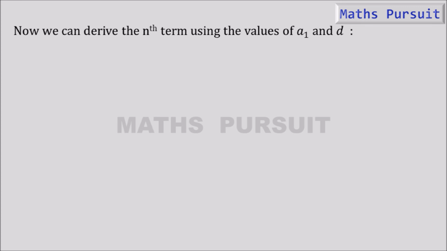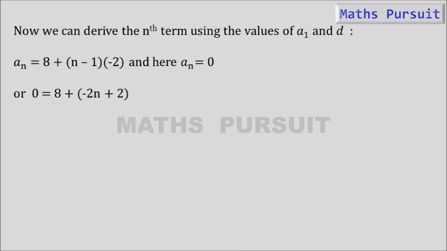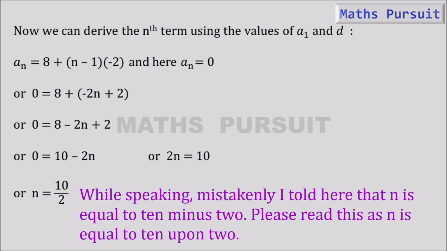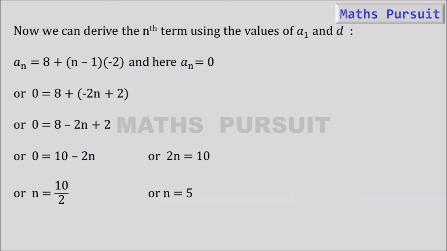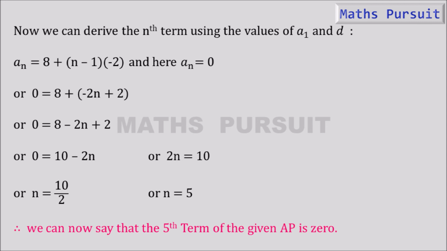Now we can derive the nth term using the values of A1 and D. AN is equal to 8 plus n minus 1 into minus 2, and here AN is equal to 0, or 0 is equal to 8 plus minus 2n plus 2, or 0 is equal to 8 minus 2n plus 2, or 0 is equal to 10 minus 2n, or 2n is equal to 10, or n is equal to 10 by 2, or n is equal to 5. So just solving this equation, we got the value of n as 5. Therefore, we can now say that the fifth term of the given AP is 0. So the term that we require to find out as per the question is the fifth term.